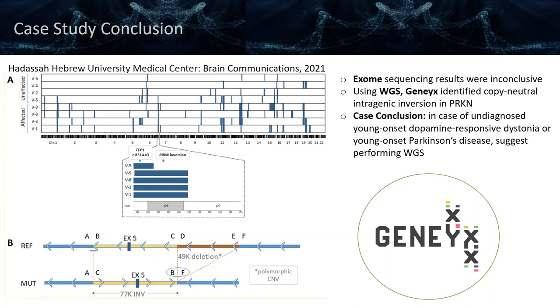And so the case conclusion from this is really that for undiagnosed young onset dopamine responsive dystonia or young onset Parkinson's disease, they suggested performing whole genome sequencing. But what we can take away from this is that the Geneyx is really a great resource for those challenging undiagnosed cases. And as you saw, we provide you with a variety of consolidated and comprehensive information.